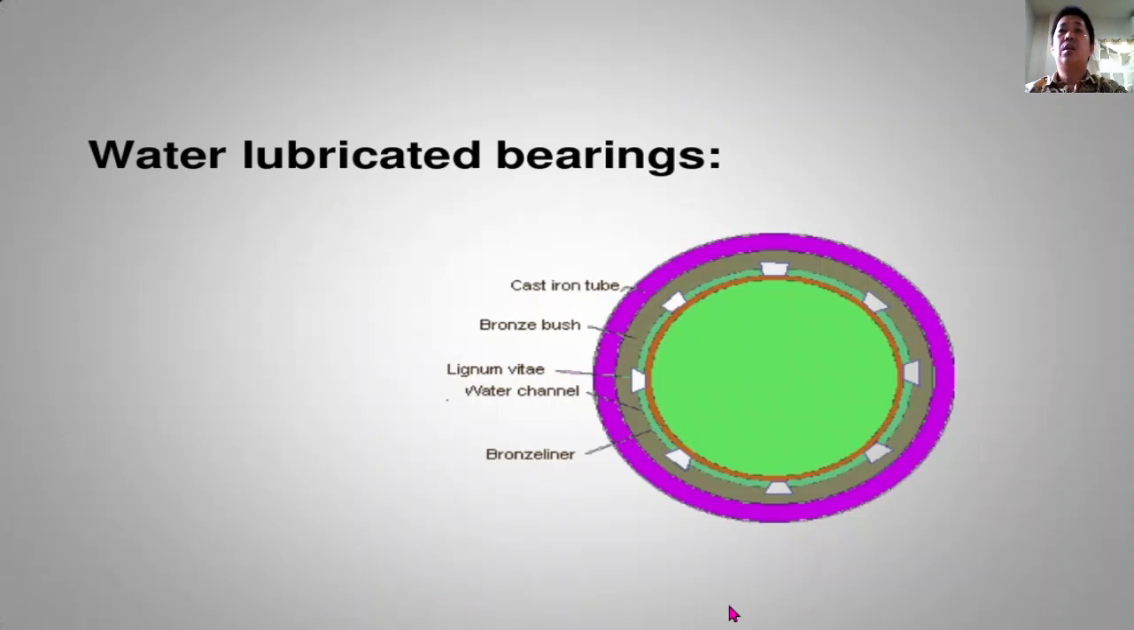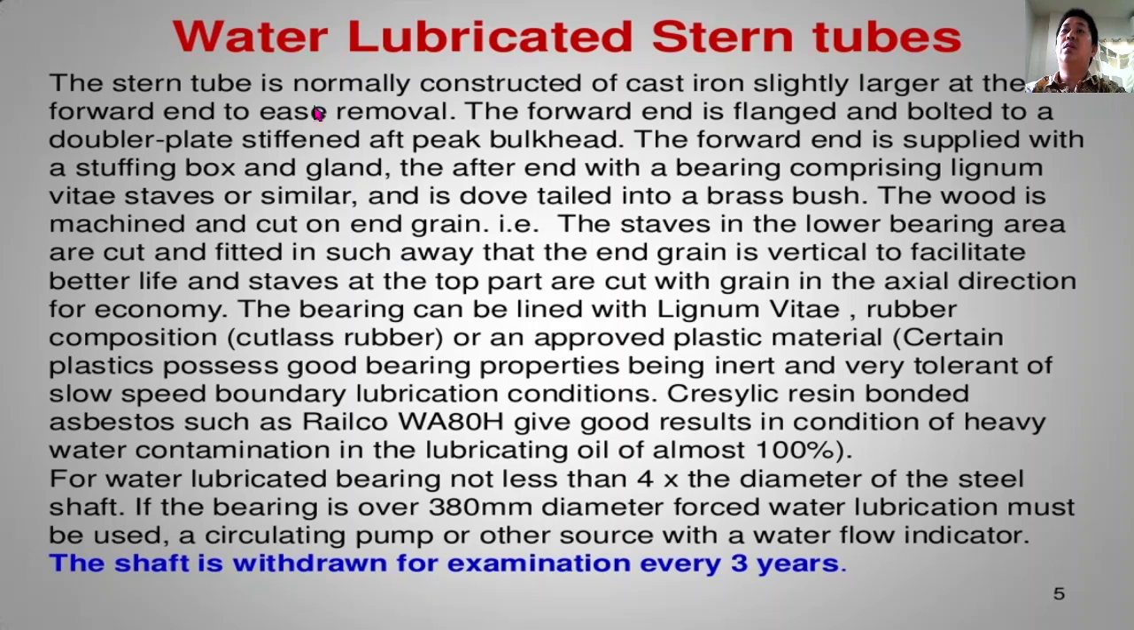So we have here the water lubricated bearings. This is being lubricated by the water. Cast iron, this material, cast iron tube, brass or bronze boss, this one. We have lignum vitae and water channel. This is water, the green, and bronze liner. So this is the water lubricated bearing, stern tube. We have here the water lubricated stern tube.